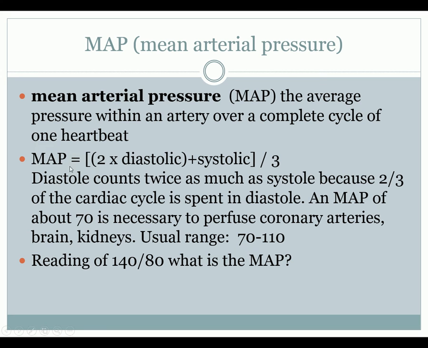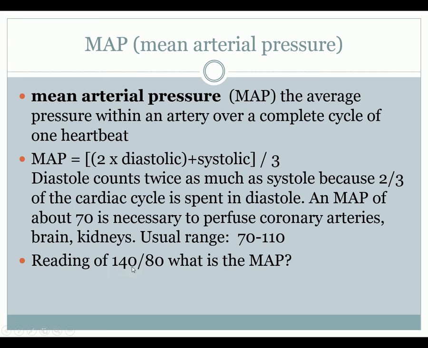So how do you get this? It says it's 2 times the diastolic plus the systolic divided by 3. The diastolic counts twice as much as systolic because 2/3 of your cardiac cycle is spent in diastole.